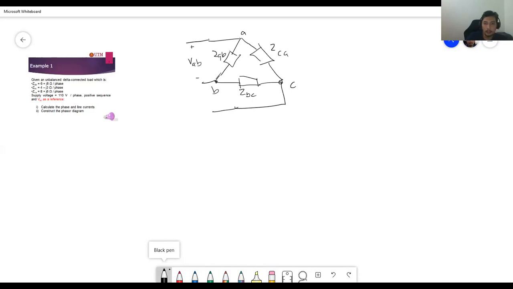And we know that for delta, V line is V phase. Given, for example, that we have been given the impedances ZAB, ZBC, and ZCA, the current that we obtain will be VAB over ZAB, which is the current IAB, and this one is the I phase.